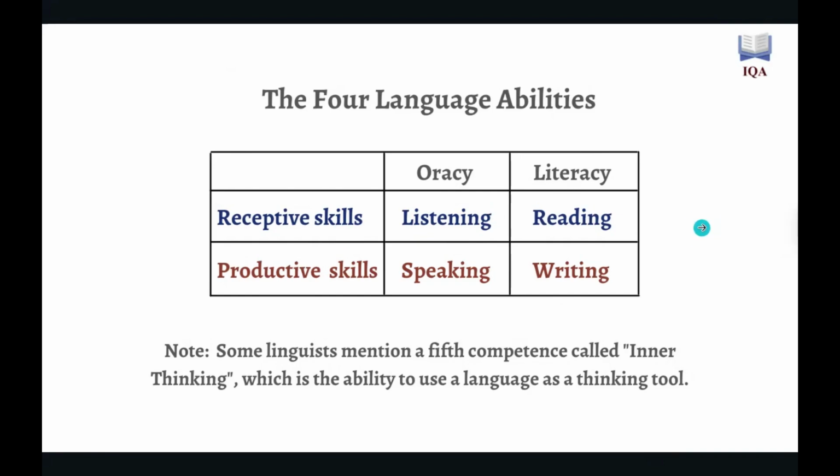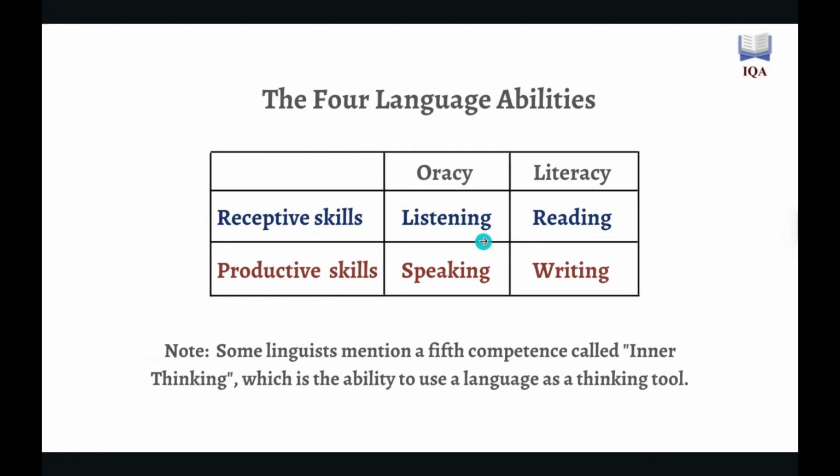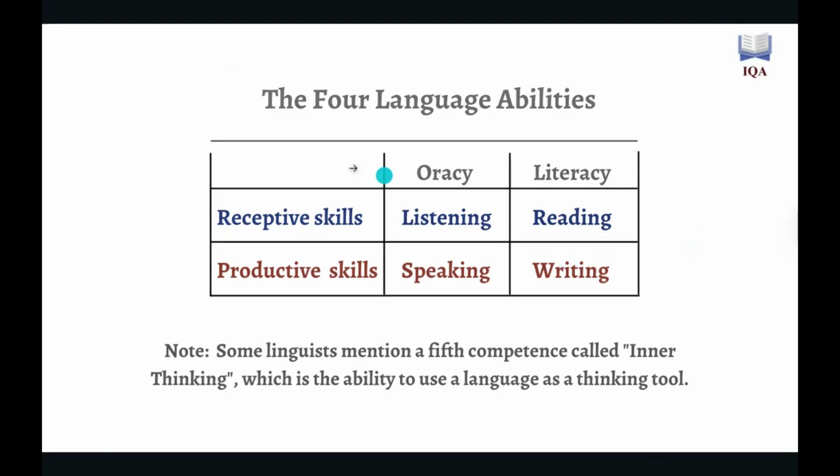Now, why is it important to understand? Because bilingualism is of two types. When we study bilingualism and apply linguistics, they teach us that bilingualism actually takes two different forms in a general sense. There's an active form and a passive form. An active form is someone who's able to do the productive skills of a language. So he's able to speak, he's able to write, he's also able to listen, he's also able to read. Or you might find someone who can speak and listen, but cannot read and write. So there's someone who is active.